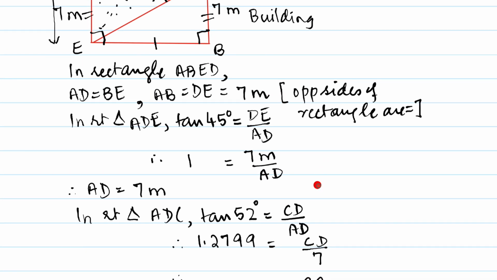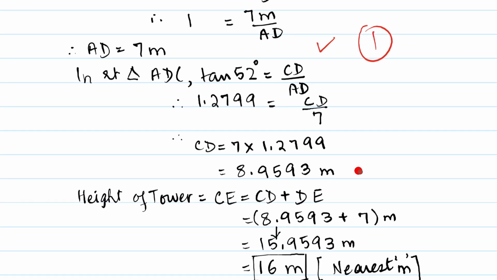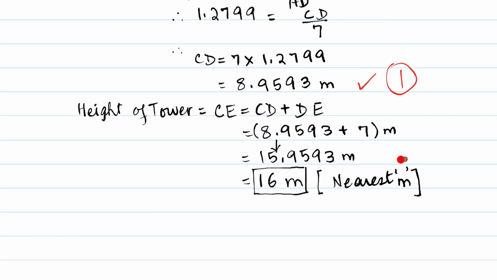So to get our AD as 7, we will get our 1 mark. To get our CD, we will get our 1 mark. And to get this, that will give us the 3rd mark. So that's how we get a 3 on 3 for this question.